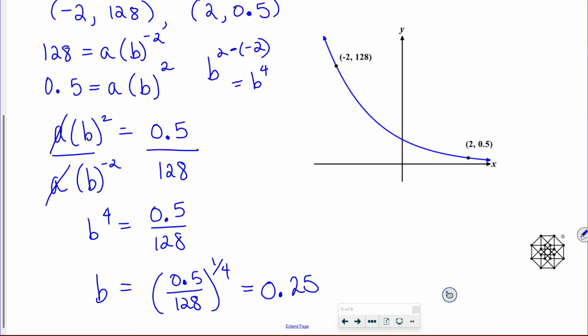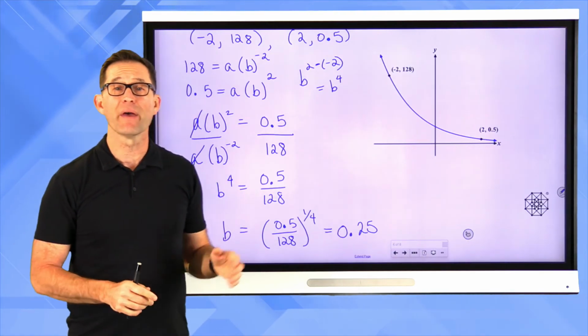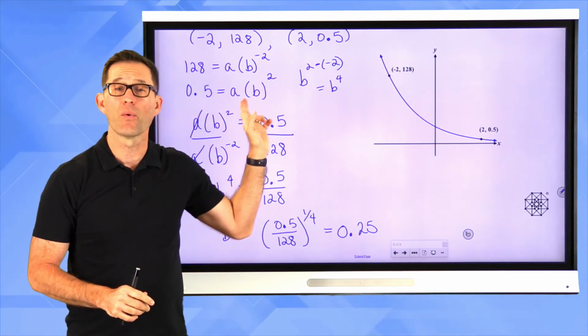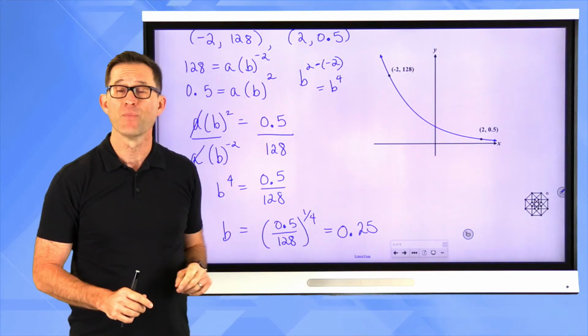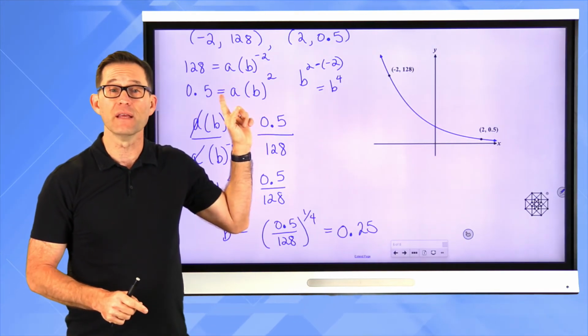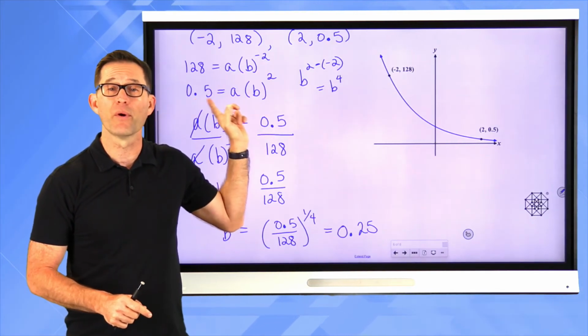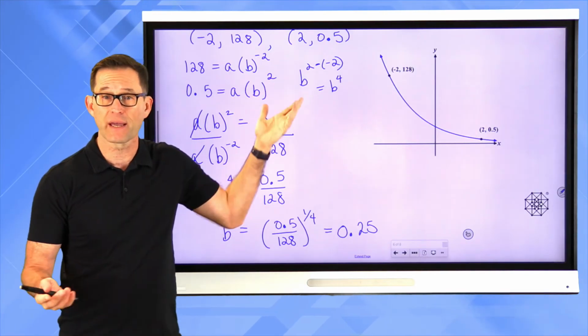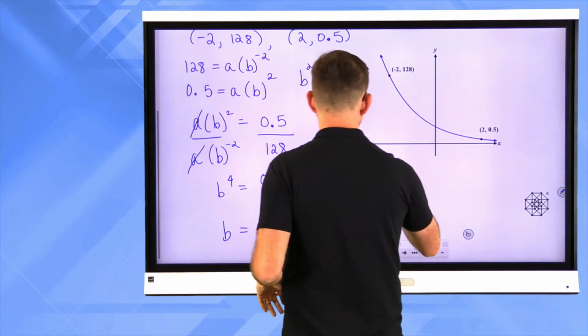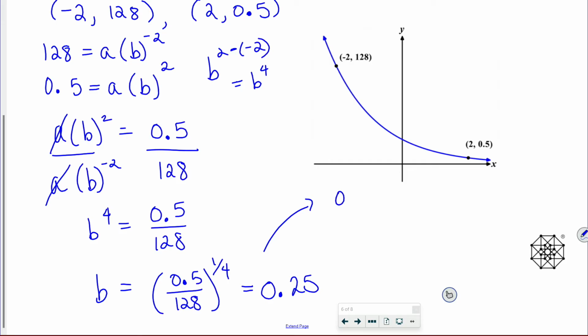Once I've got that base, what I can then do is use the base along with either one of these two equations to figure out the value of a. I personally think that this is an easier equation to work with: 0.5 equals a times b to the second. So that's what I'm going to now do. I'm going to say 0.5 is equal to a times 0.25 to the second.